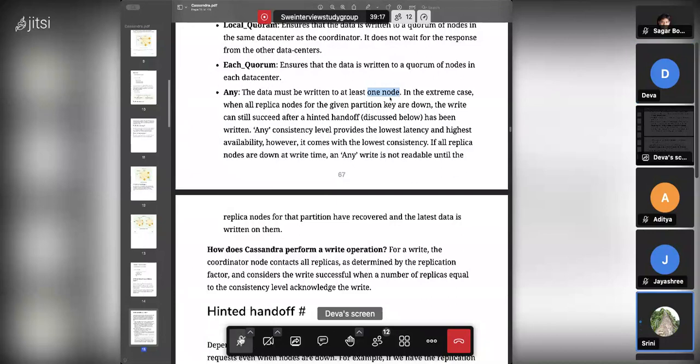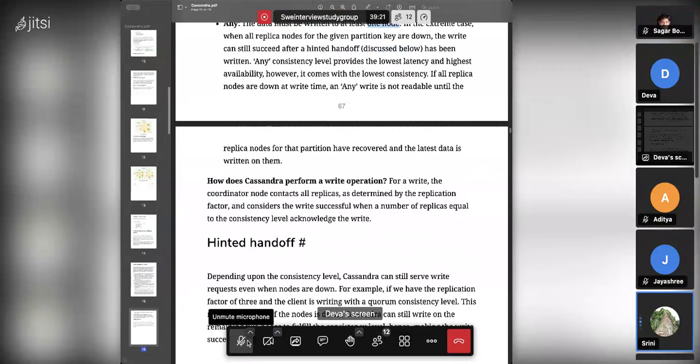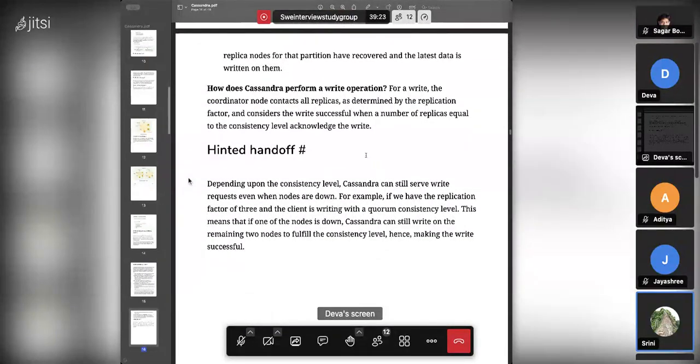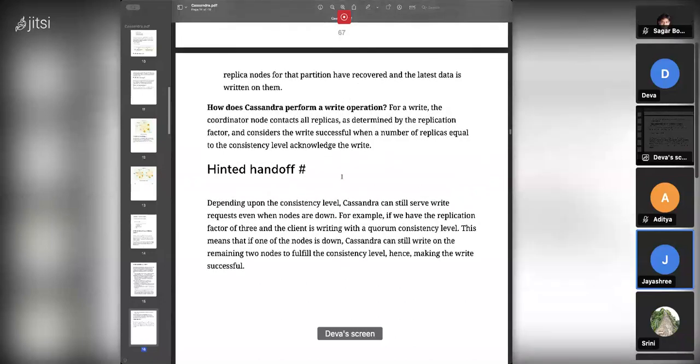Are we both on the same page? Yes, it's clear. Okay. Any more questions? I think they have explained hinted handoff. Next.